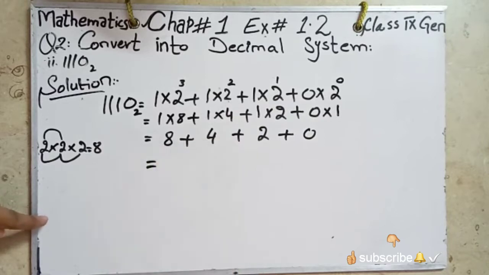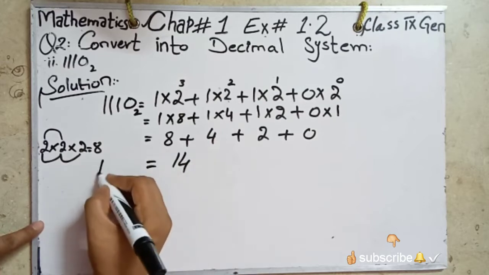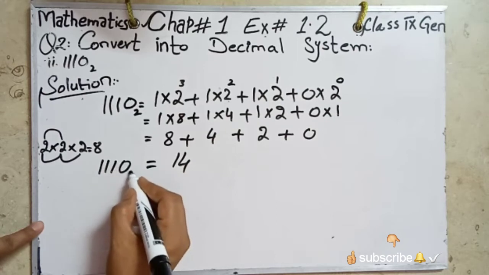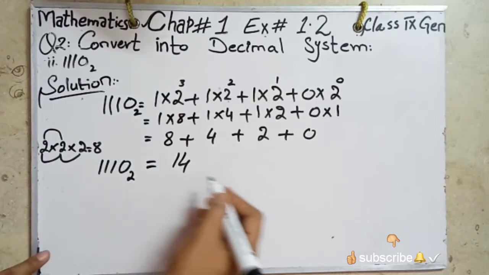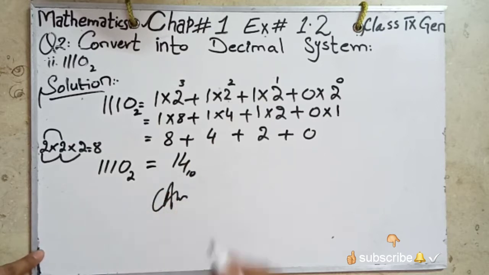Now we add them. 4 plus 2, 6. 6 plus 8, 14. 1110 base 2 in decimal system, 14 would be the answer. Okay, 14 would be the answer.